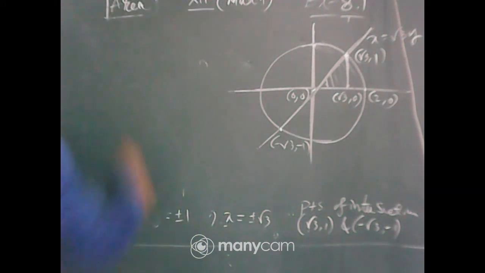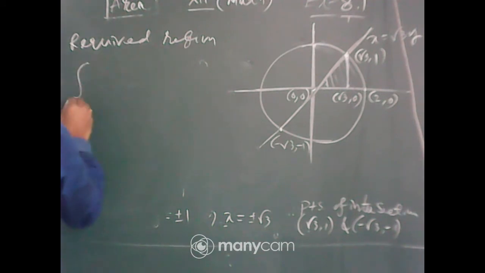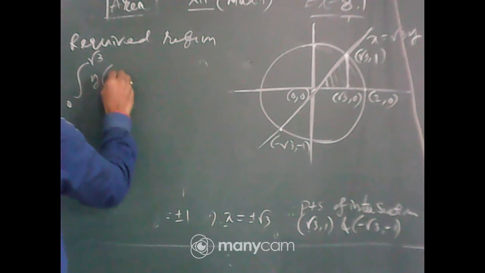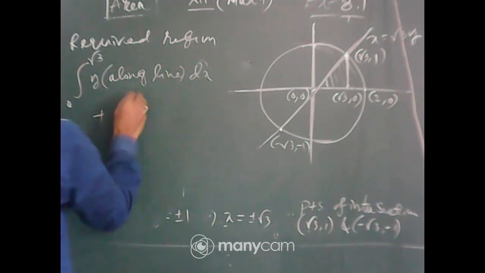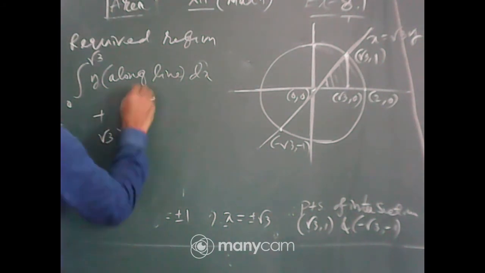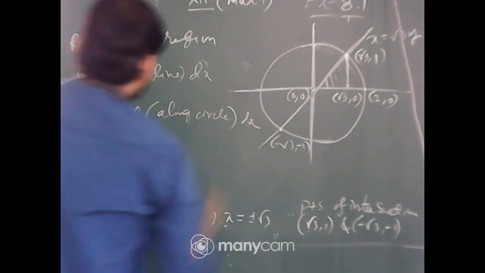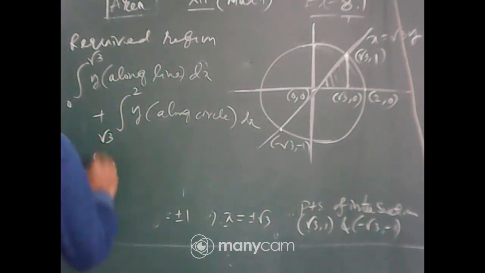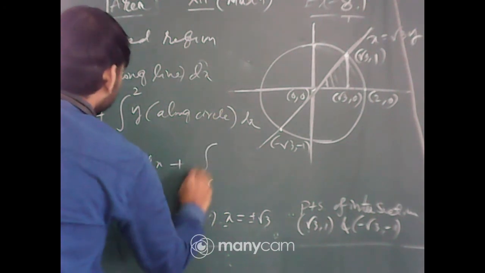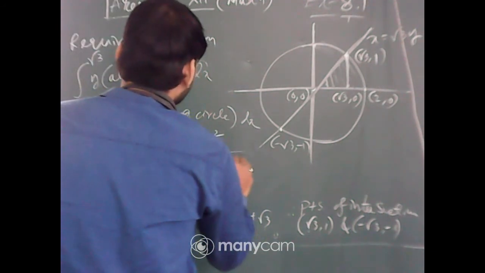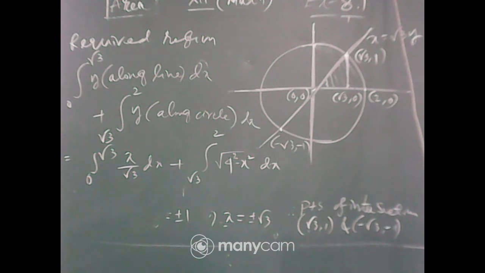So the required region, an important question, will be integration 0 to root 3 of y along the line dx, plus integration root 3 to 2 of y along the circle. That means here, from 0 to root 3, y equals x by root 3 dx, plus from root 3 to 2, this will be root over 4 minus x square dx. Isn't it?